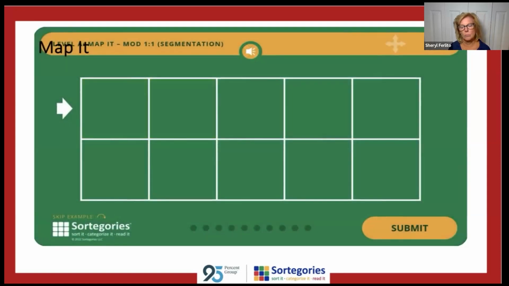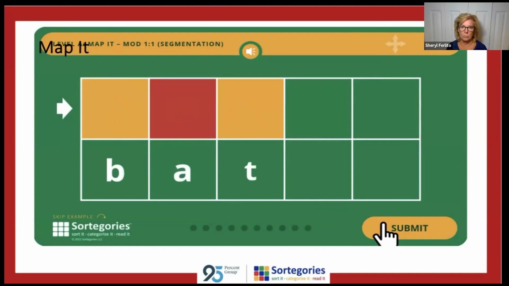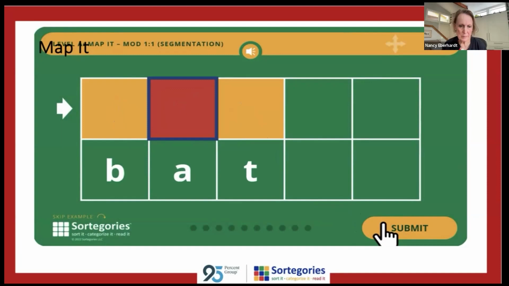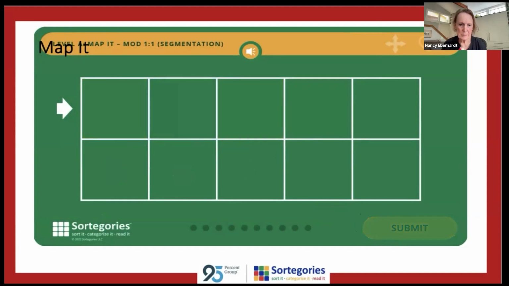For example, the word is bat. Select a box for each sound in the word bat. B, a, t. Then click Submit. Sortagories will show you the letters that spell those sounds. Bat, b, a, t. A red box marks the vowel sound. Now it's your turn. The word is sat.